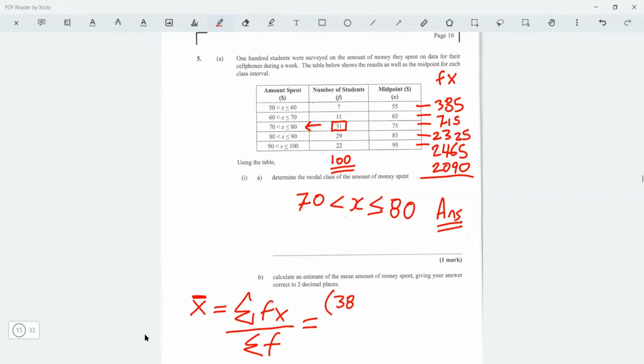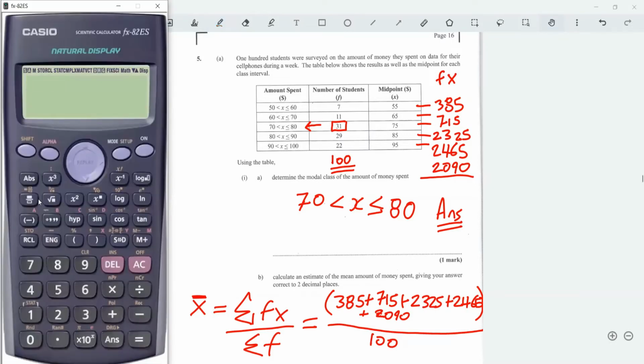So add up all of them: the 385 plus the 715 plus the 2325 plus the 2465 plus the 2090. We add up all of these, and then we're going to divide by the sum of f, which is 100. I'm not going to waste our time, we're just going to put that into the calculator. Put a bracket, 385 plus 715 plus 2325 plus 2465 plus 2090, close the bracket, divided by 100.